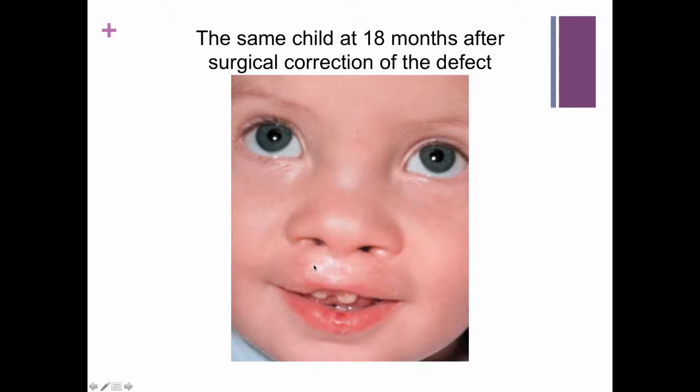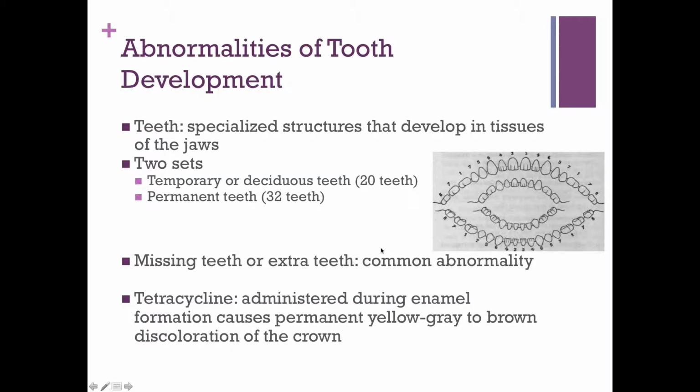So these, again, are just multifactorial inherited patterns of cleft lips and cleft palates, and they can be surgically corrected as long as there is access to medical care. Then there are abnormalities of tooth development. So this would be with a cleft lip or palate. These are just talking about teeth.